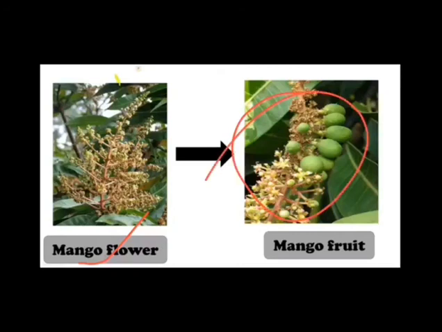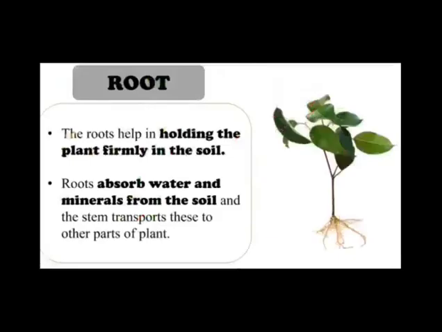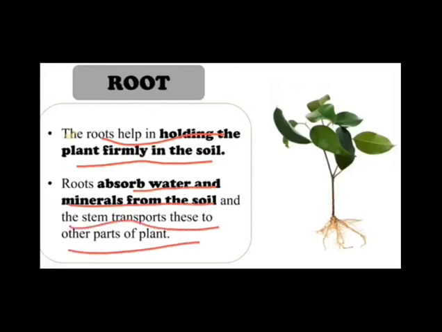The roots help in holding the plants firmly in the soil. Roots absorb water and minerals from the soil, and the stem transports these to other parts of the plant. We already know that roots absorb water and minerals from the soil, and help in holding the plants firmly in the soil. Okay, so these roots are of two types. First one is taproot and the next one is fibrous roots.